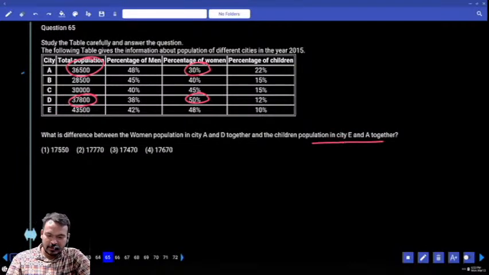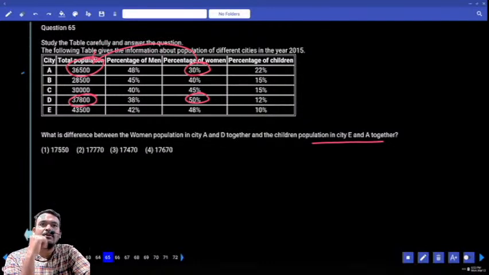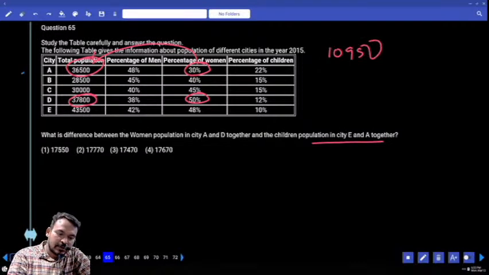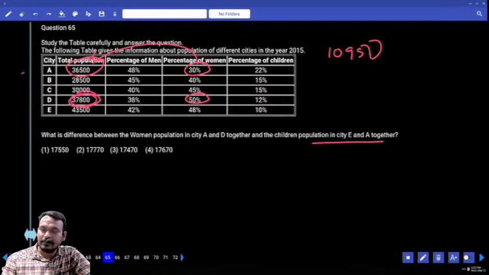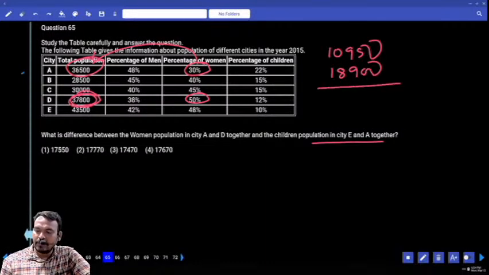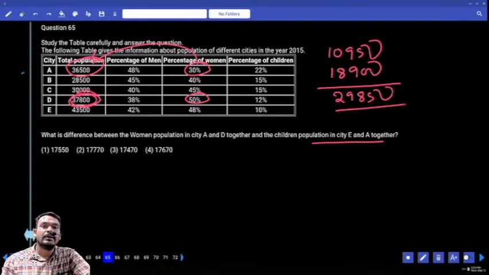First, we need to identify the women population. 30% of 36,500. What is the 10%? 3650. 30% is 3 times that, how much? 10950. Next, 50% of 37,800 is 18900. These two are added, and we are getting 29,850. That is the women population in city A and D together.